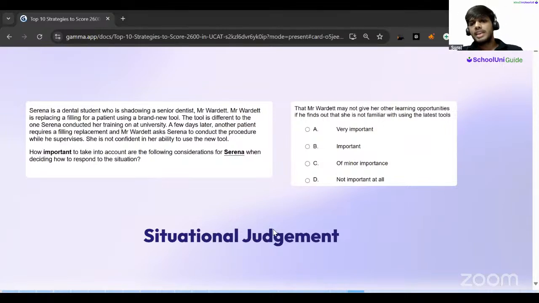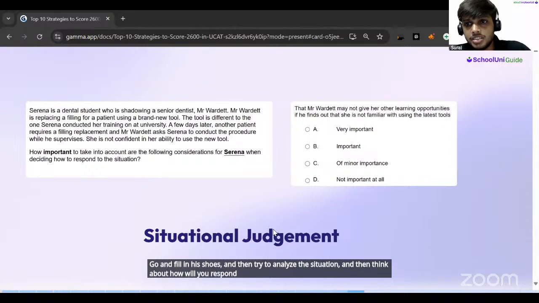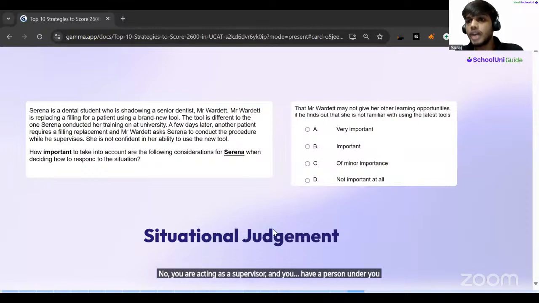Now, for the hints, I can tell you one thing is, try to become Mr. Warden. Go and fill in his shoes and then try to analyze the situation and then think about how will you respond in these type of situations. Now you are acting as a supervisor and you have a person under you who you need to guide, which is Serena.